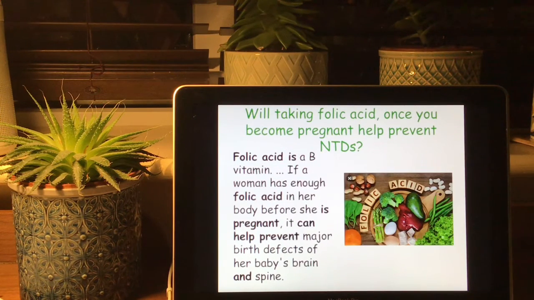So once you take folic acid before becoming pregnant, you reduce your chances of getting a neural tube defect by 75%. So the problem is many people don't know that they're pregnant. So the advice is always to take folic acid supplements once you are really of childbearing age or sexually active.